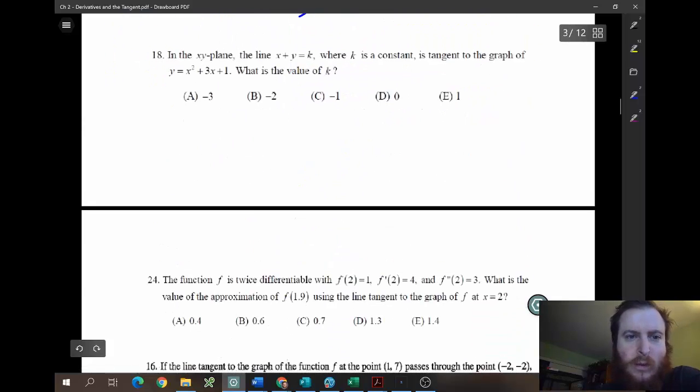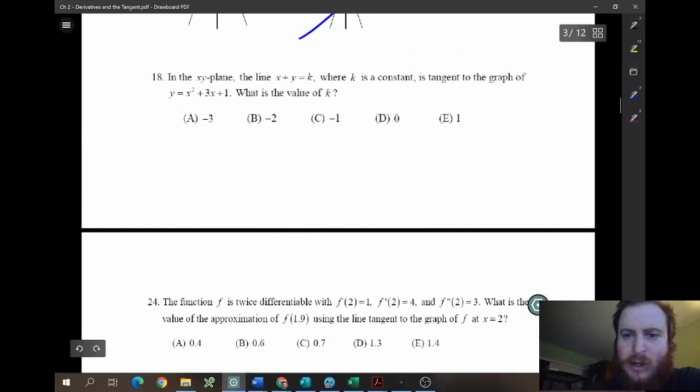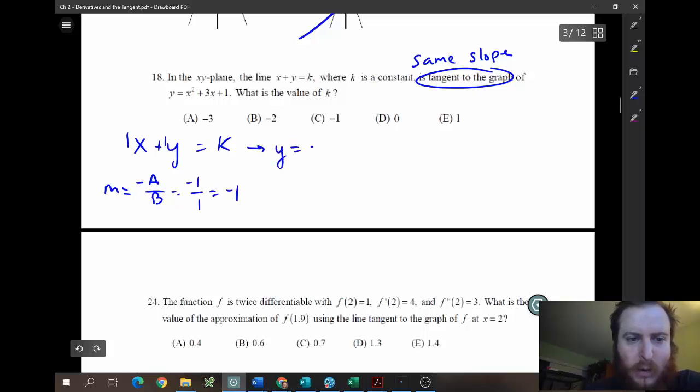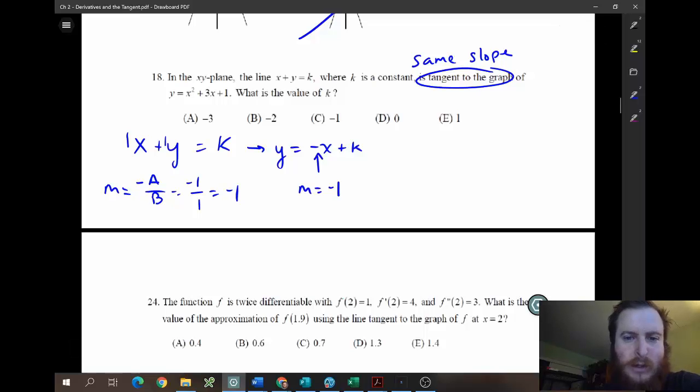Okay, next question we have is a tangent line question. This one's a little bit tricky, but as soon as we see that it's a tangent, we know we want to match that up with that they have the same slope. So for our first line, x plus y equals k, we can do one of two things. We can remember that m is equal to negative a over b, which would be negative 1 over 1, so just negative 1. Or you could have put this into slope-intercept form, y equals negative x plus k, and then also got m equals negative 1. So either way you do that, you should get m equals negative 1.